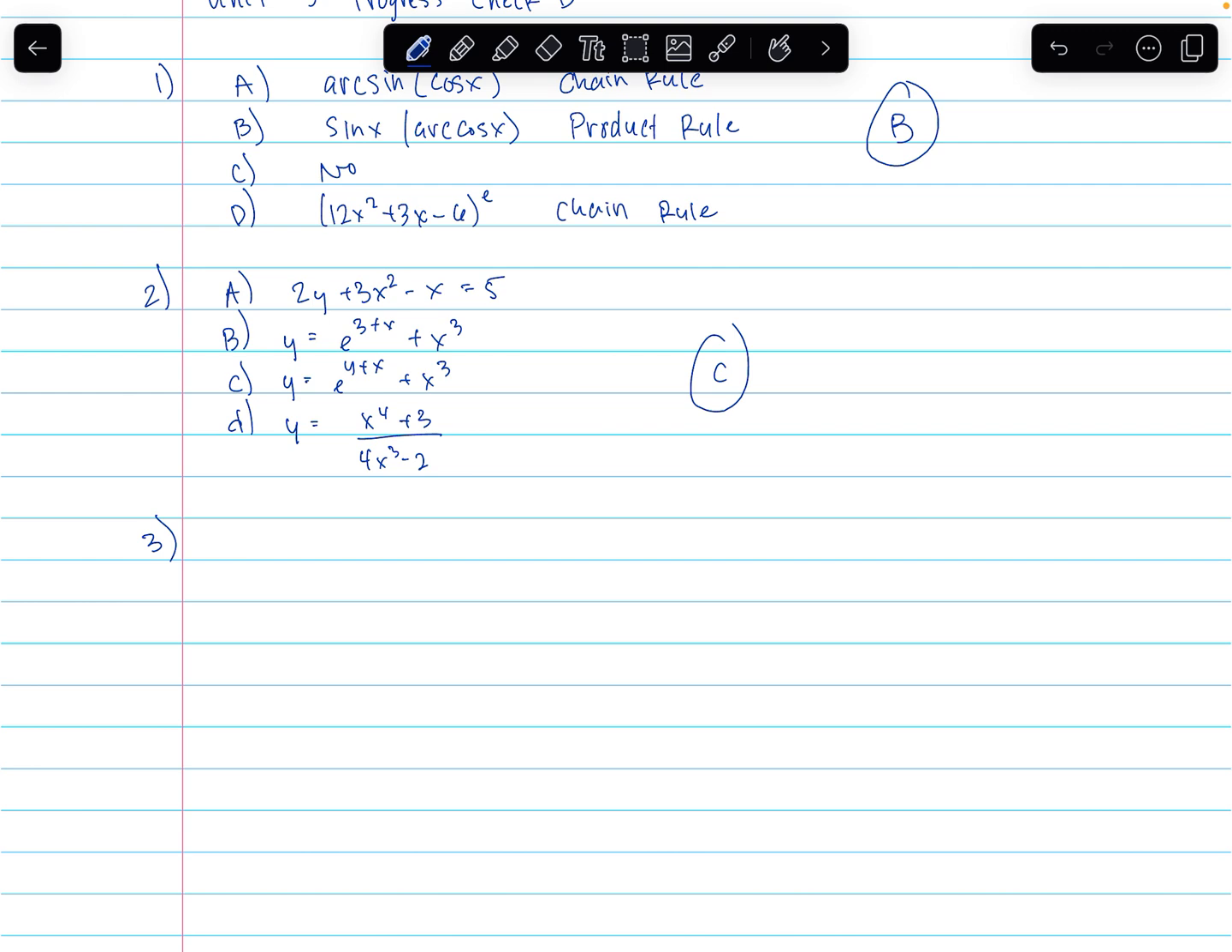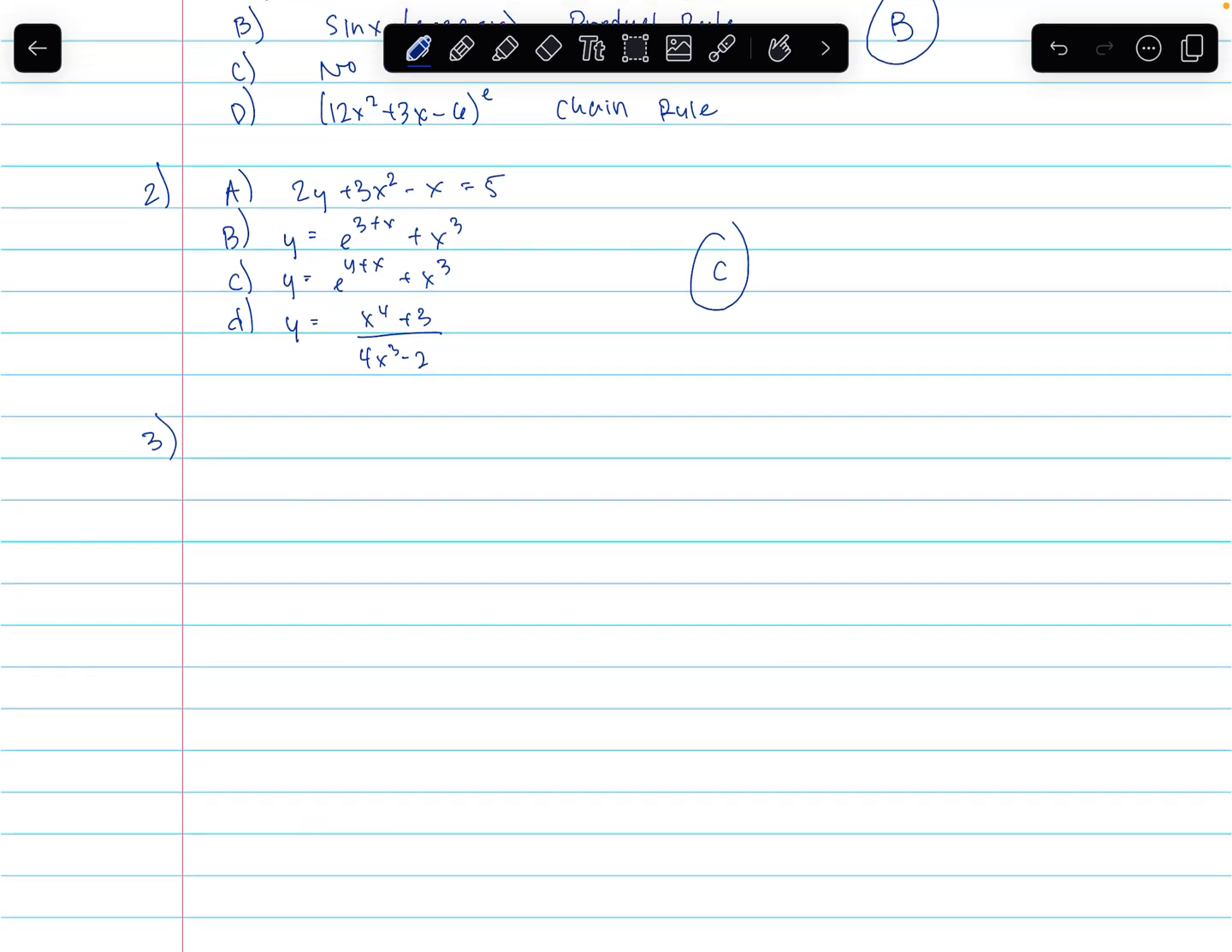Alright, so next question. Let's see what we got. For which of the following functions would the quotient rule be considered the best method for finding the derivative? I don't really want to write these down. So for A, I'm thinking that you could just use the chain rule there.